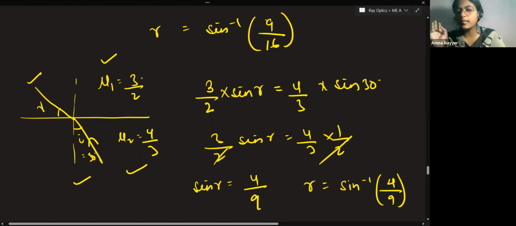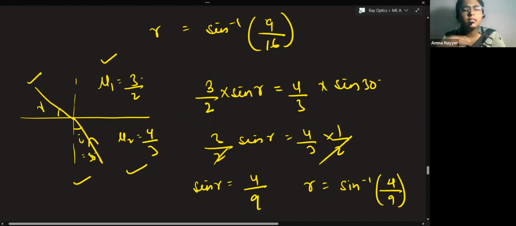So best way to write Snell's law. See, if you can remember that formula which we have, sine i by sine r is equal to N2 by N1, then that is fine. If you are able to remember that formula, then it's fine. But sometimes it becomes confusing whether to write N1 first, whether to write N2 first, in which ray is entering, in which ray is leaving.